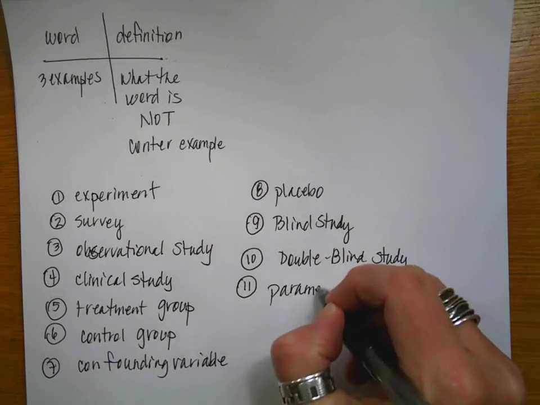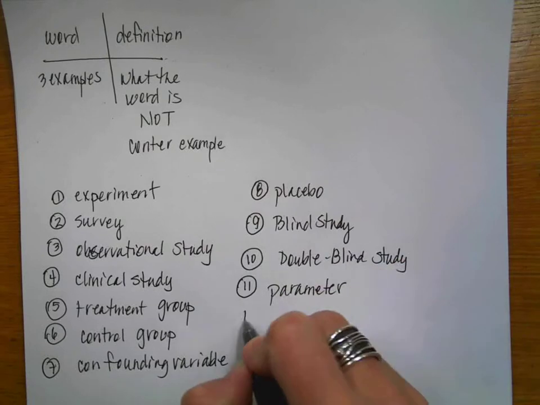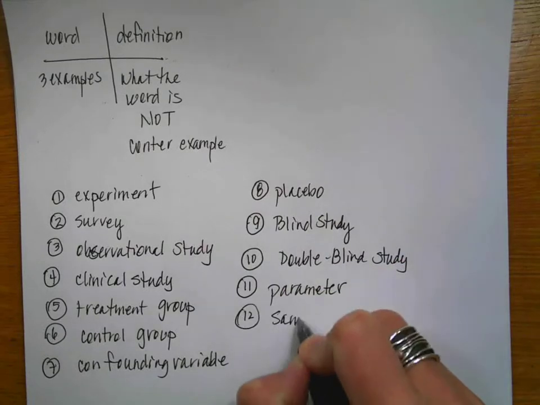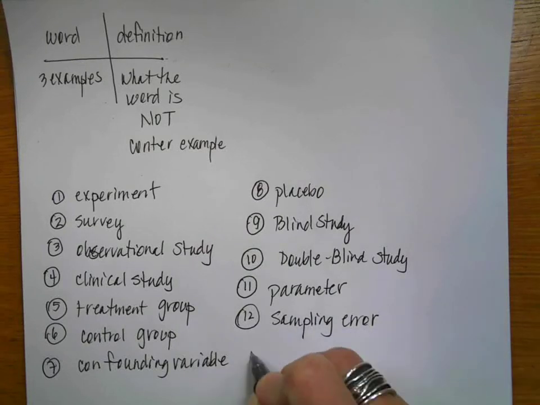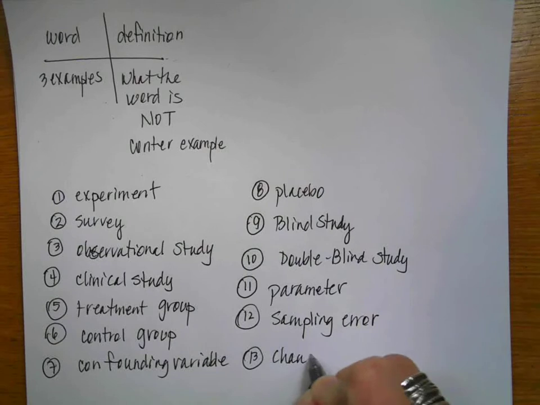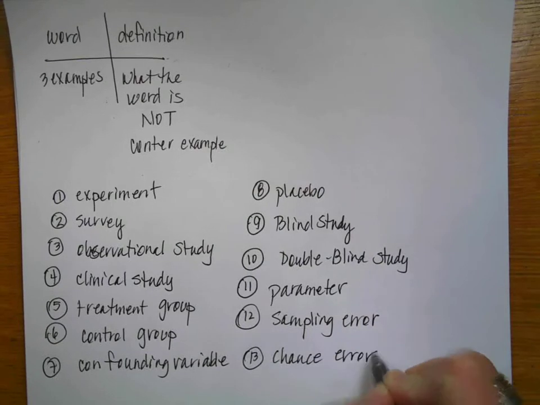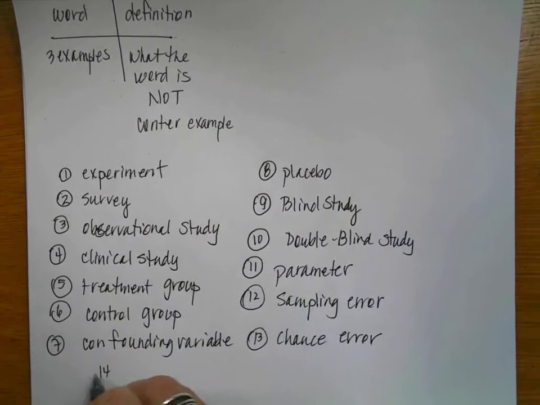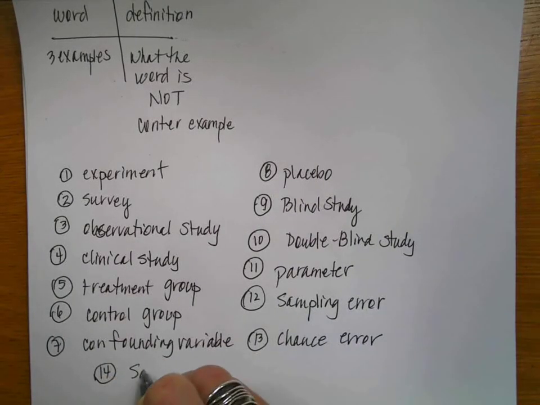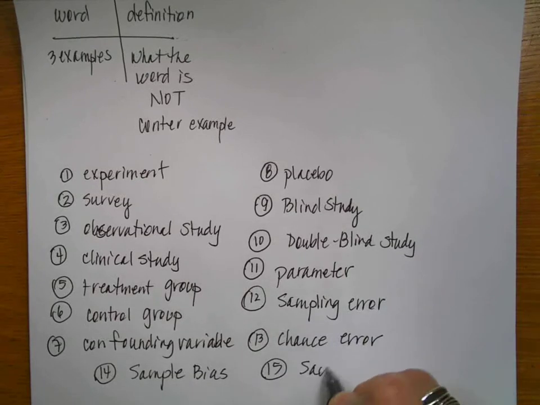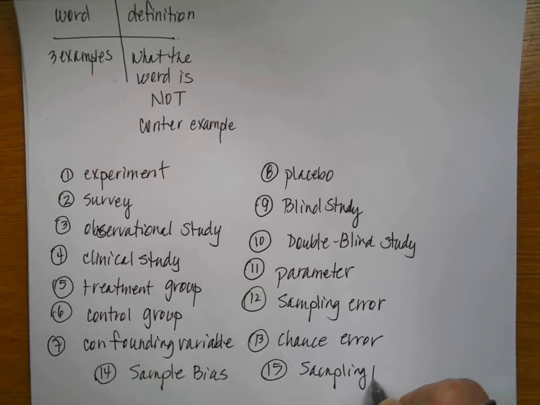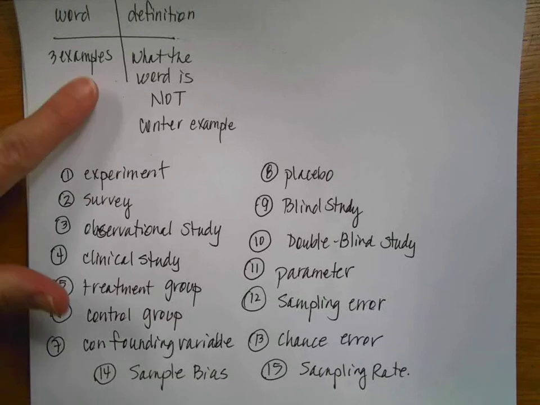Number 11 is a parameter. Number 12 is going to be a sampling error. Number 13 is going to be a chance error. We have 2 more. Number 14 is going to be a sample bias, and then number 15 is going to be a sampling rate. Okay, so these are your 15 vocabulary words.